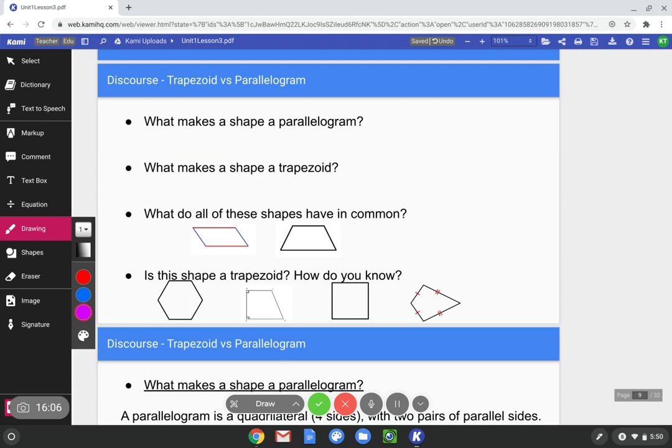Now let's review from the main points of yesterday. What makes a shape a parallelogram? I want you to pause the video and answer these questions, and then once you have your answer, start the video again. What makes a shape a trapezoid? What do these two shapes have in common? What is this shape? Is this shape a trapezoid? How do you know?